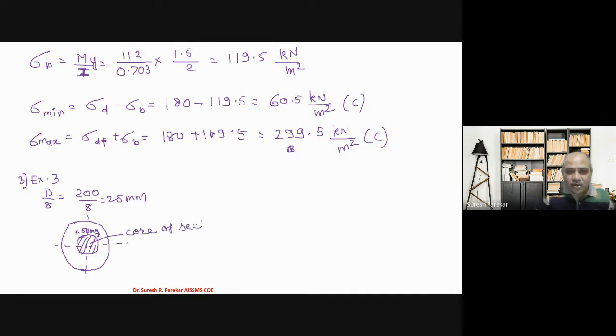This is third problem of exercise 3, problem number 3. So these are the problems which are from your exercises of unit 5.